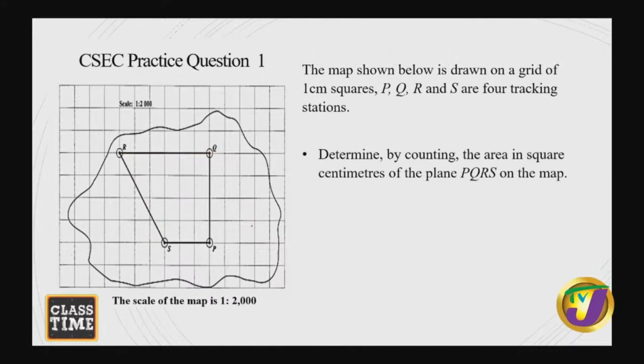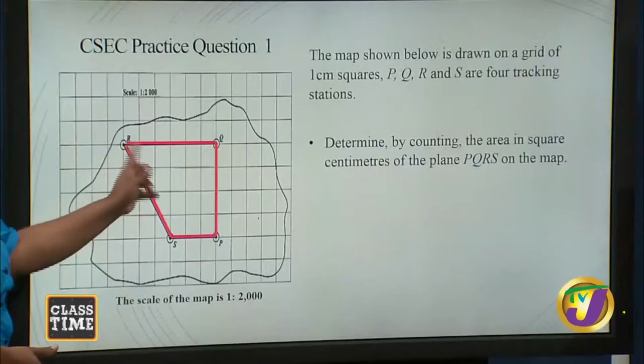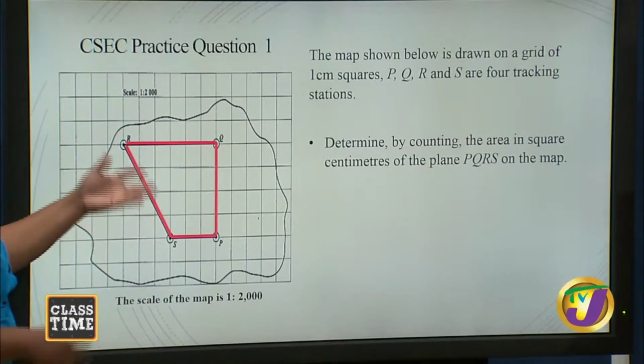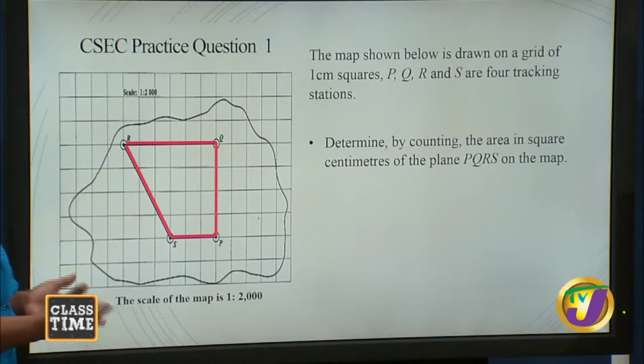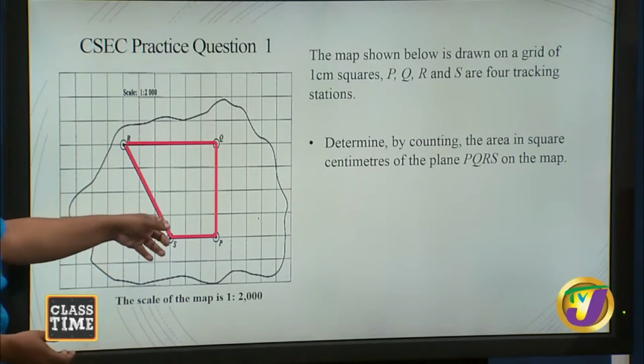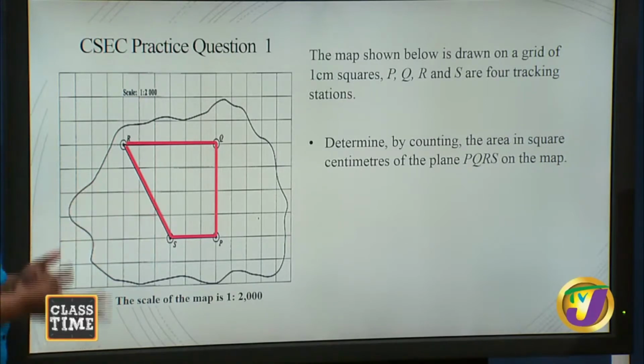So the next question asks us to determine, by counting in square centimeters, an estimate of the area of the plane PQRS on the map. I have identified that shape right there for us. And so how would we have done that, given the instruction that we need to count the squares? So it says by counting. And we know that the area is the region that is enclosed inside PQRS. So we could just go ahead and count the number of squares. Persons might ask what about the half or the less than half amount, but it's an estimate. So we could count and make our estimation.